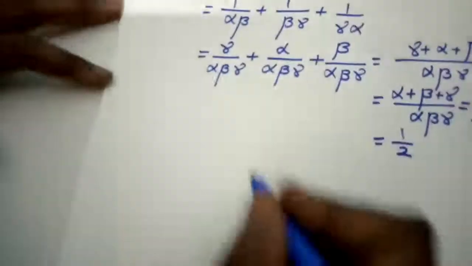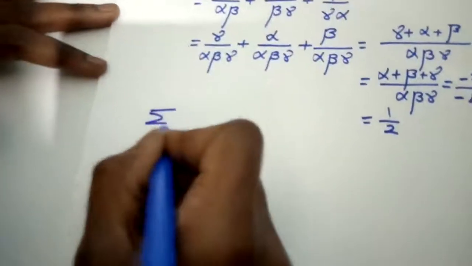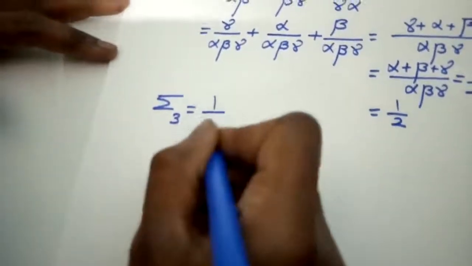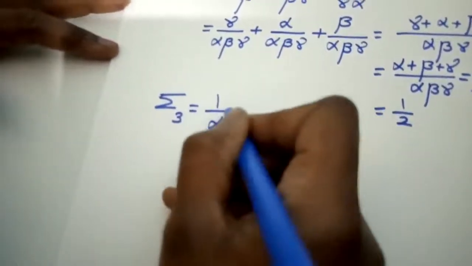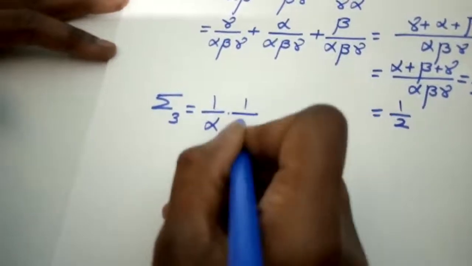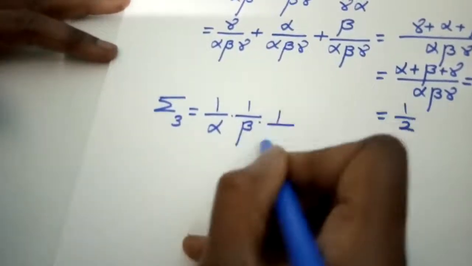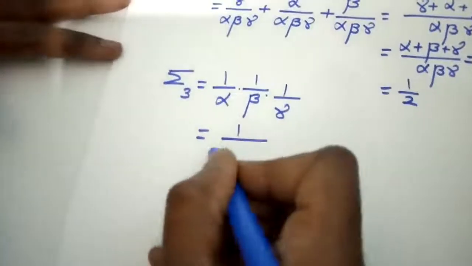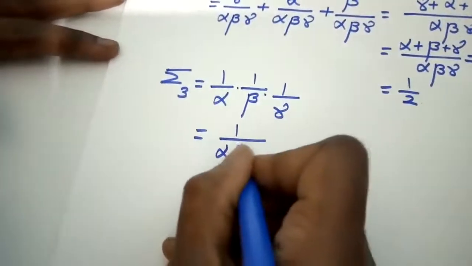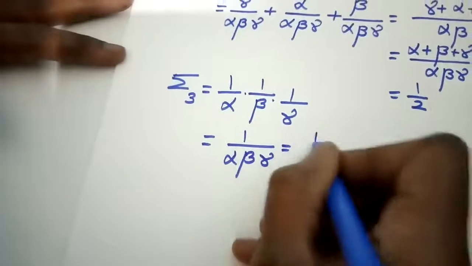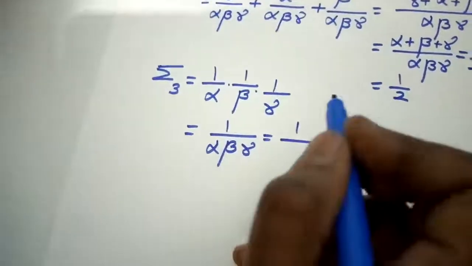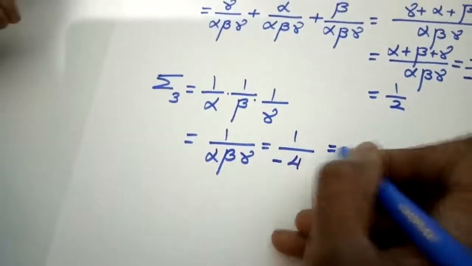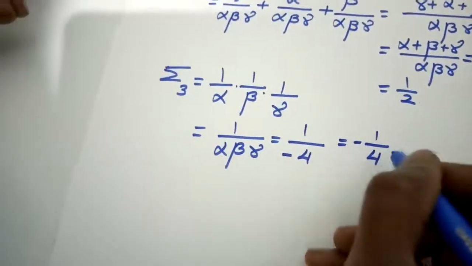The last one is summation 3. What is the meaning of summation 3? You are going to multiply all the 3. 1 by alpha into 1 by beta into 1 by gamma. So what is the answer I'm going to get here, students? 1 by alpha, beta and gamma. 1 divided by, what is the answer we found for alpha, beta and gamma, is minus 4, which is nothing but minus 1 by 4 is my answer.